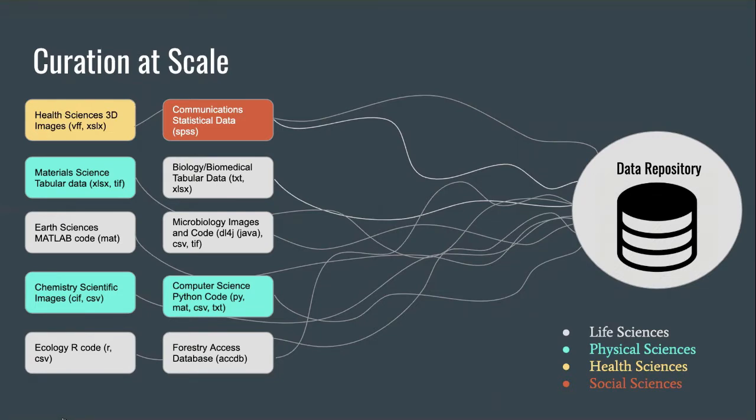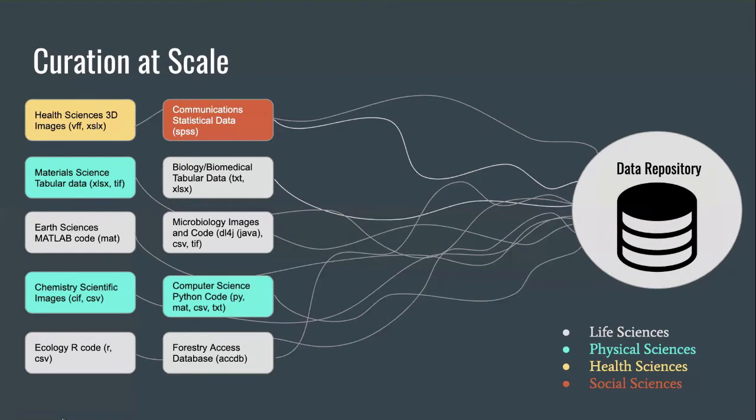Health sciences 3D image data files that come to us in BFF and XLS file formats. We're seeing microbiology images and code. The code is in Java in this case. So those combinations are really important because once we get a data set into the Data Curation Network, we evaluate it for those key attributes, and that's what we use to assign it to the right person in the network who has both, hopefully, the domain and the file type expertise.